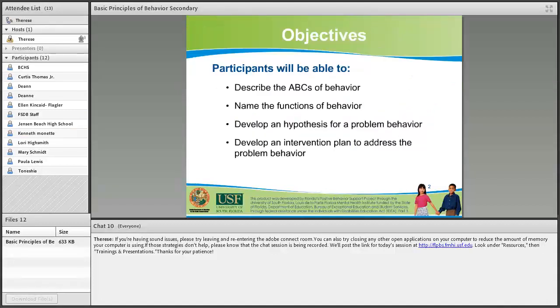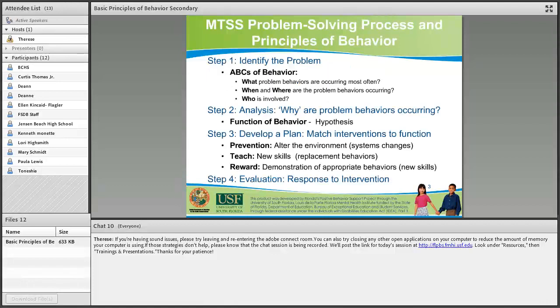After today's session, we're hoping that people will be able to describe the ABCs of behavior, name the functions of behavior, those are the research-supported functions of behavior, develop a hypothesis for a problem behavior, that's your best guess for why the behavior is occurring, and also develop an intervention plan to address the problem behavior. So that's what we're hoping to get at in the next hour or so.